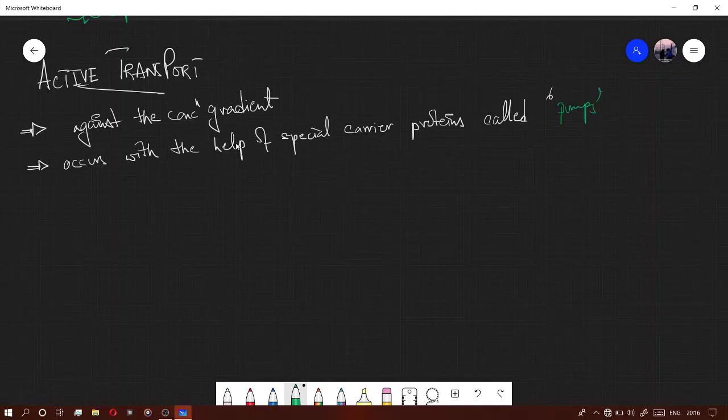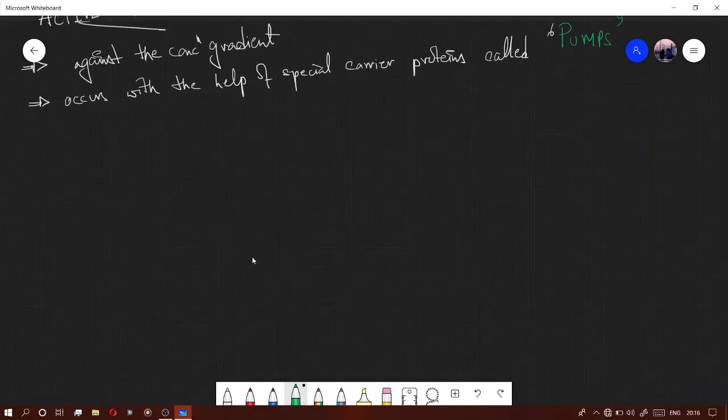Okay, these carrier proteins are called what? Pumps. I'm sorry for my handwriting there. These are called pumps. And they are also inhibited by the protein side chain. But wait, let me just make a chart, which will make them all clear for you guys.